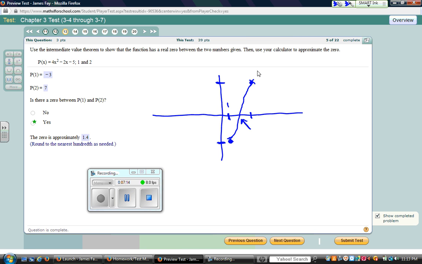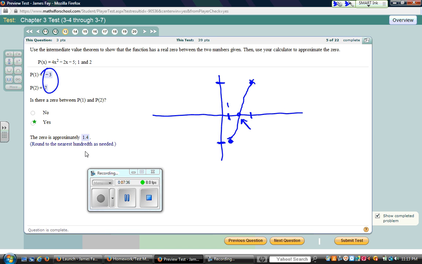Okay, the intermediate value theorem says if the signs change between two x values, the y value signs change, then that means you must somewhere cross 0, because that's the value of where positive and negative numbers change. Okay, and then it says use your calculator to approximate the 0.